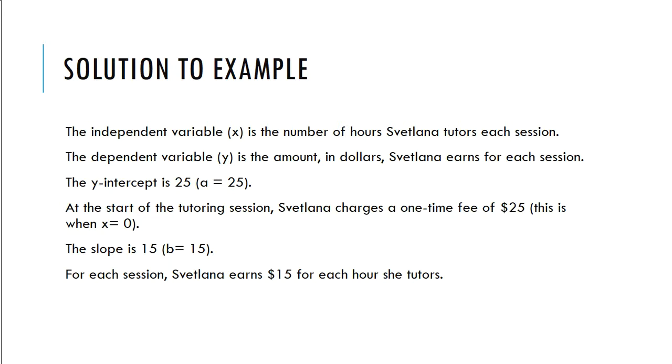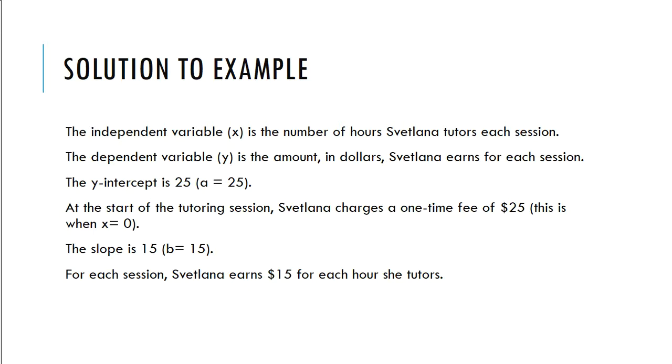Okay, let's go over the answers. The independent variable, x, is the number of hours Svetlana tutors each session. The dependent variable, y, is the amount of money she earns in each session. If you think about it this way, she can't earn money unless she has hours. Her tutoring results in the money. Sometimes x and y can be kind of tricky, but usually one will depend on the other.